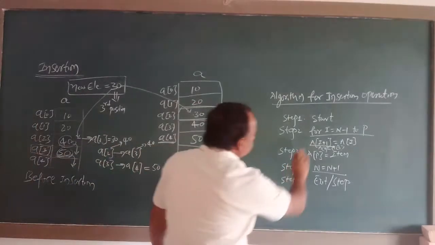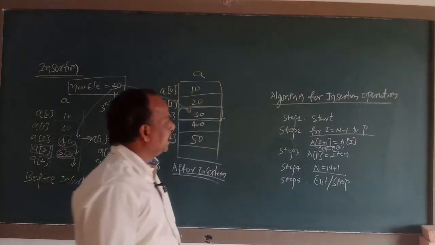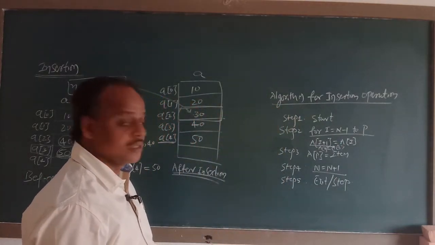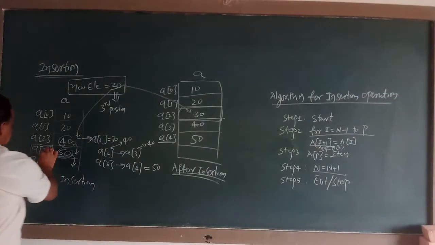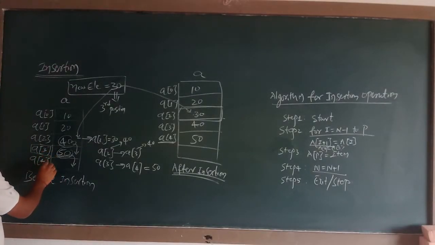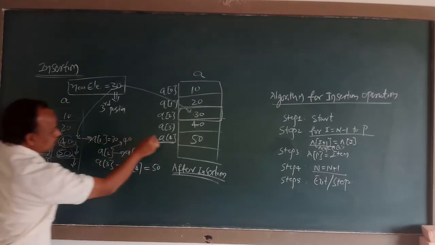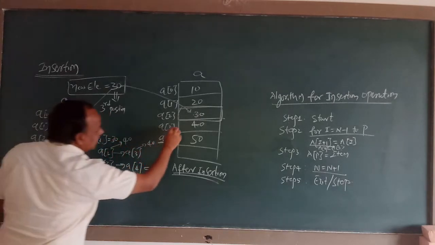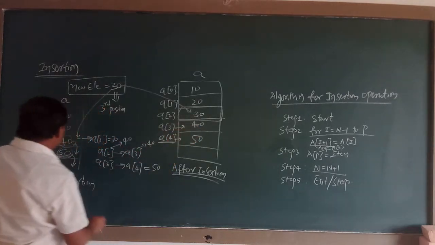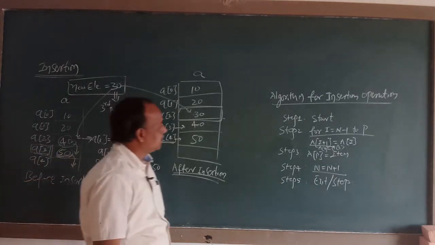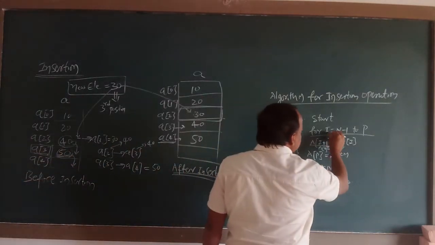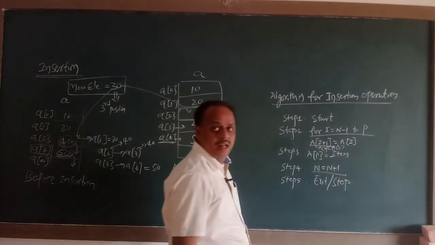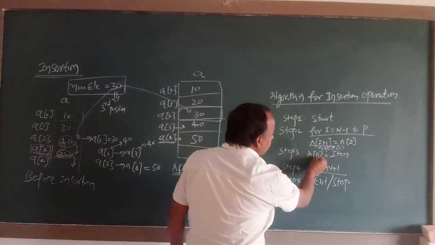So next, once again I equal to n minus 1. So like this, the last element is shifted here. The last element is A of 3. It contains 50. That is moved to A of 4. Right. Next A of 2. A of 2 means 40. That A of 2 is moved to A of 3. Right. Now A of 2 is empty. So like this, this for loop works. Afterwards, A of P is equal to item.